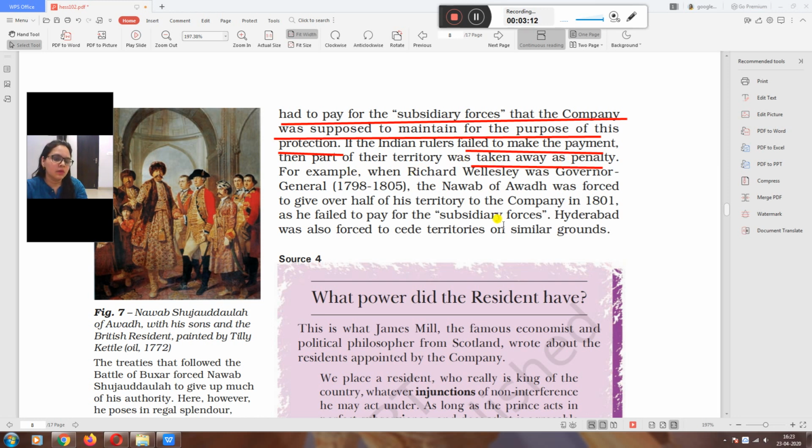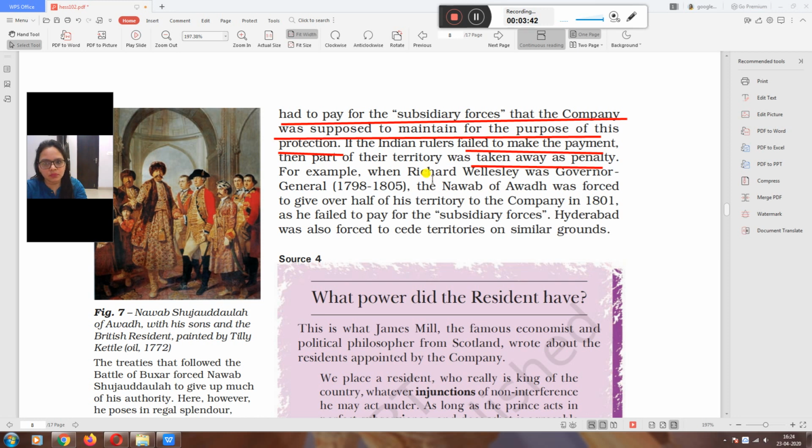So here the term is subsidiary alliance. Subsidiary alliance means the rulers are not allowed to keep their own army. They are protected by the British company, the British army, and they just pay for the subsidiary forces. If they have no money and do not pay for the subsidiary forces, then their territory will be annexed, means मिला ली जाएगी, by the British government.